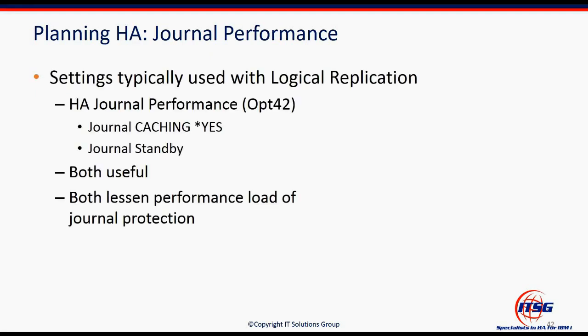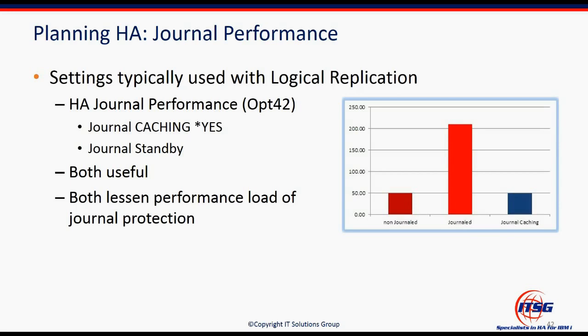HA Journal Performance is part of OS400. It's option 42. It allows you to turn on journal caching and also journal standby. These are both useful to use. You just need to know when to use them and how to use them. But they lessen the performance load of what journal protection adds to the system.